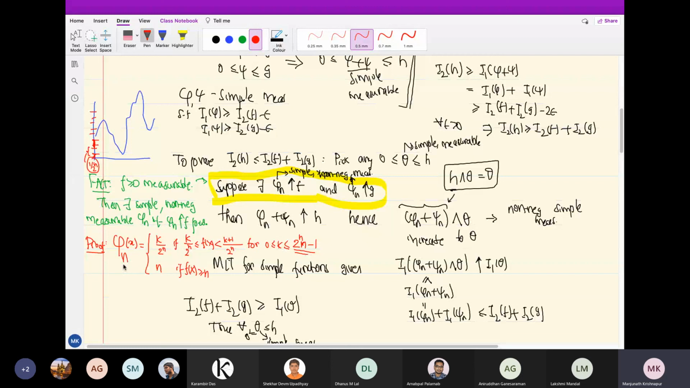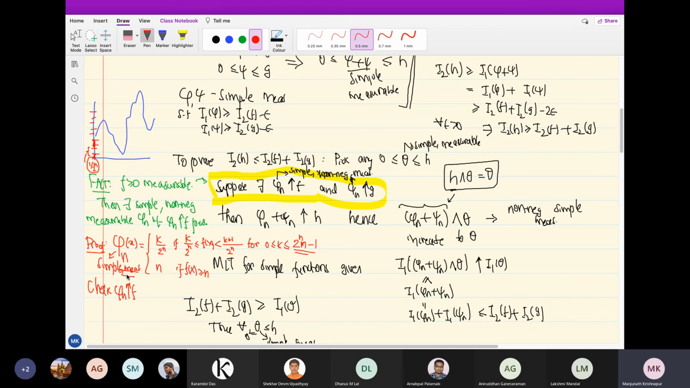Okay, so these phi n's are simple functions, because they take finitely many values. So check that phi n's increase to f. These are simple and measurable. Let's just say it in words. It is simple, that is clear, right? It takes only finitely many values: 0 over 2 to the n, 1 over 2 to the n, up to n over 2 to the n, and n. I mean, up to n. So it's finitely many values. That is clear, so it is simple.